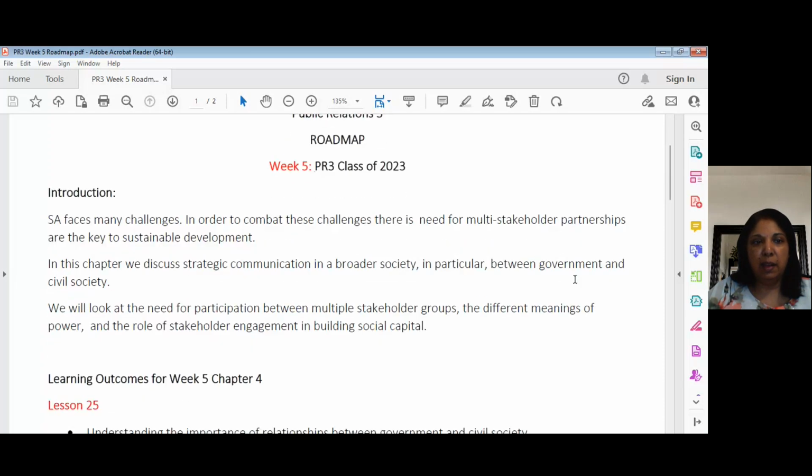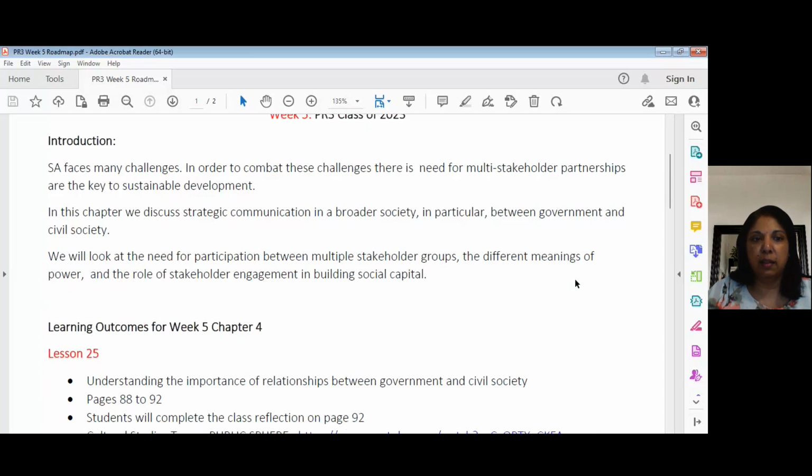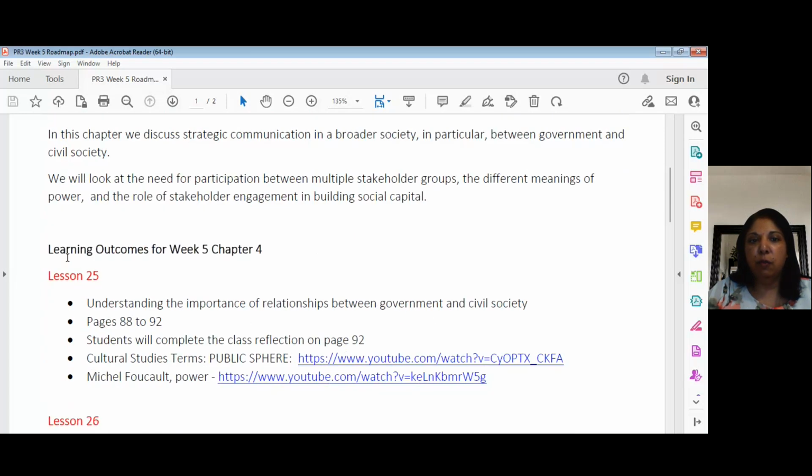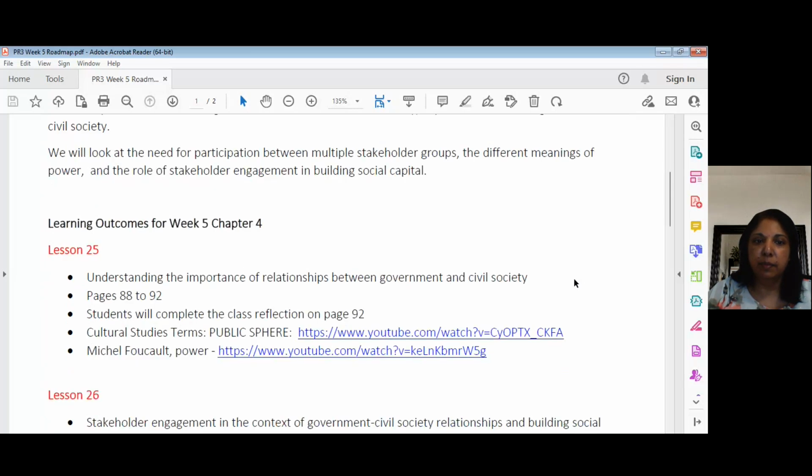So in terms of week 5, South Africa faces many challenges, right? Now, in order to combat these challenges, there's a need for multi-stakeholder partnerships that are key to sustainable development. In the chapter, we'll discuss strategic communication in a broader society, in particular between government and civil society. We also need to look at the need for participation between multi-stakeholder groups, the different meanings of power, and the role of stakeholder engagement in building social capital.